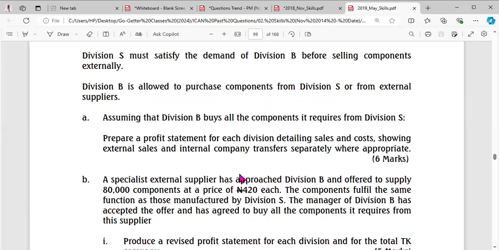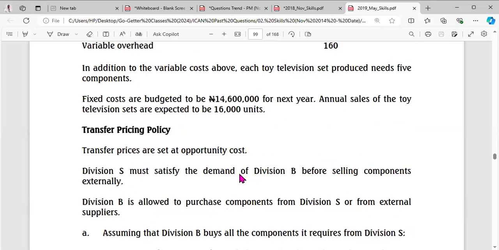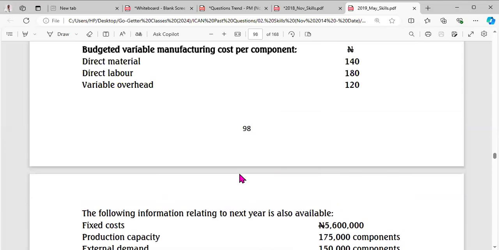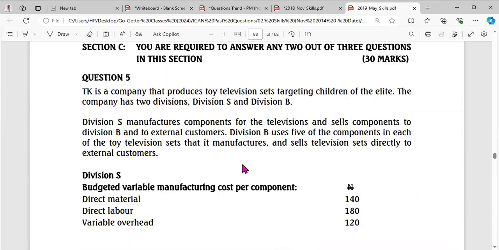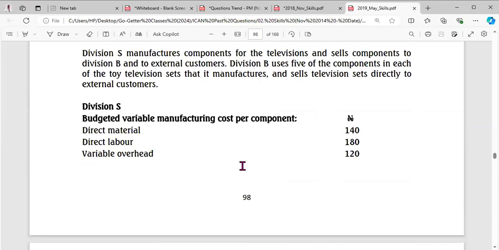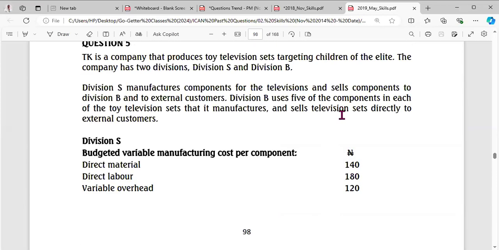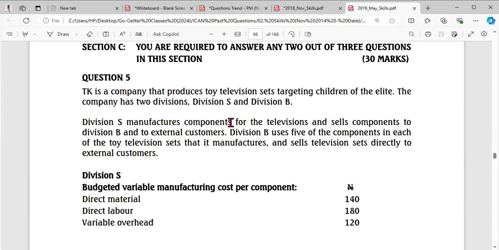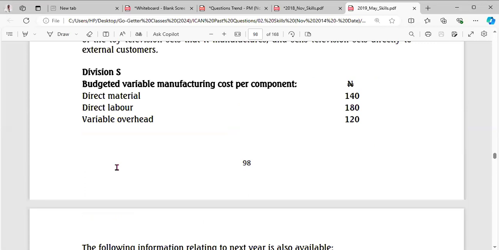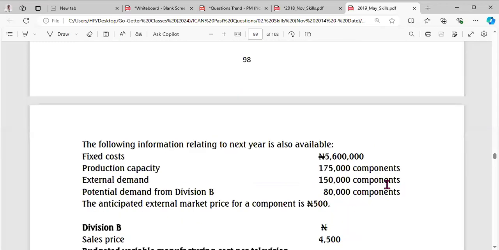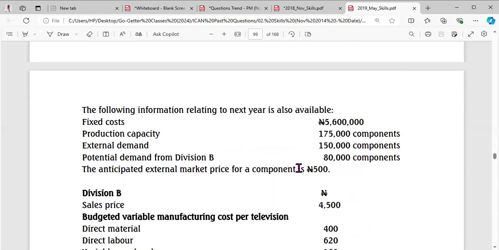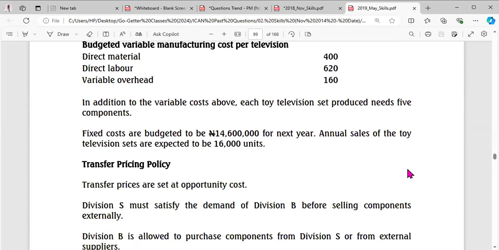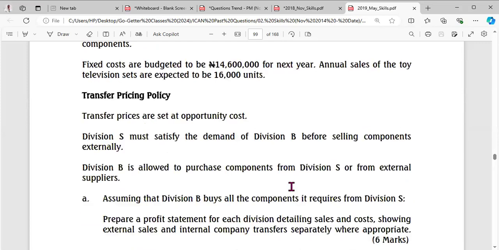Did that. Opportunity cost. Did we do that? We didn't do it. But it's the same thing here. It's the same pattern. Look at the external demand. It's 150. Production capacity 175. Potential 800. I'm thinking we did this. Yes, we did that.